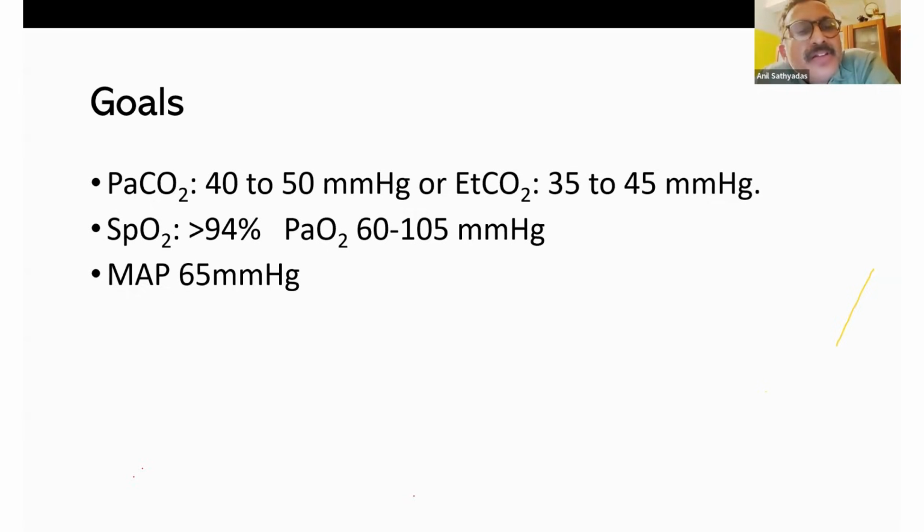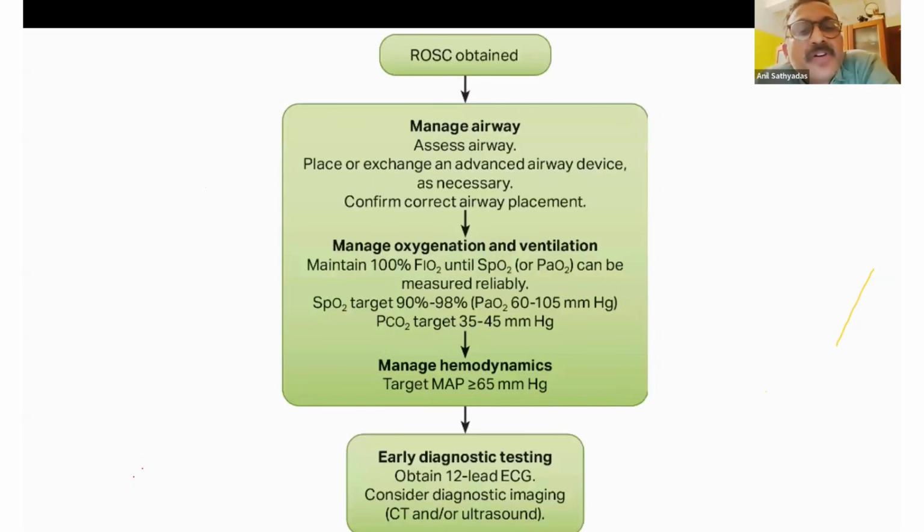SpO2, as per the 2025 recommendations, 90 to 98% is okay. So anything more than 94 is well accepted, and PO2 is around 60 to 105 millimeters of mercury. Again, that is a 2025 guideline. MAP, mean arterial pressure, should be more than 65. You adjust your vasopressors like that.